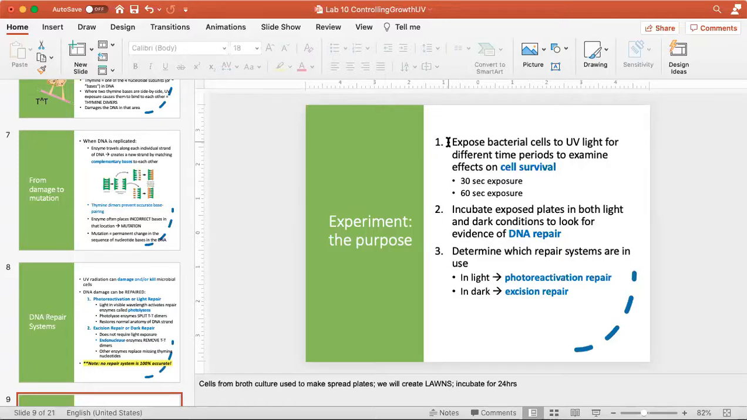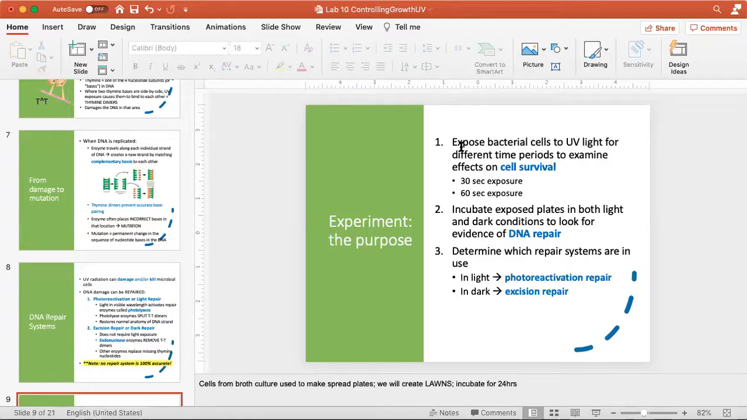So we'll expose bacterial cells to ultraviolet light for different time periods, because we know the time of exposure is very important with UV. And we'll look first to see whether or not the cells survive that. We'll give them 30 seconds of exposure, and we'll give them 60 seconds of exposure. I know that seems like a very short amount of time, doesn't it? But remember, we're talking about microbial cells. They have no protection from ultraviolet.